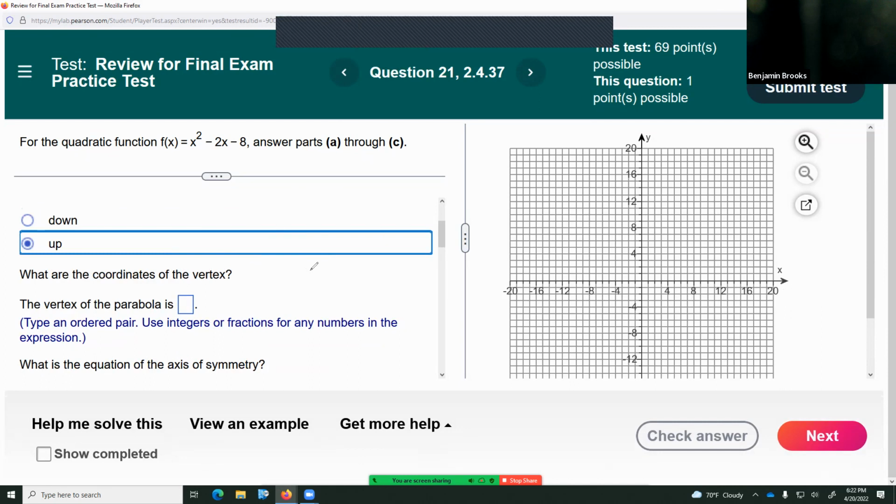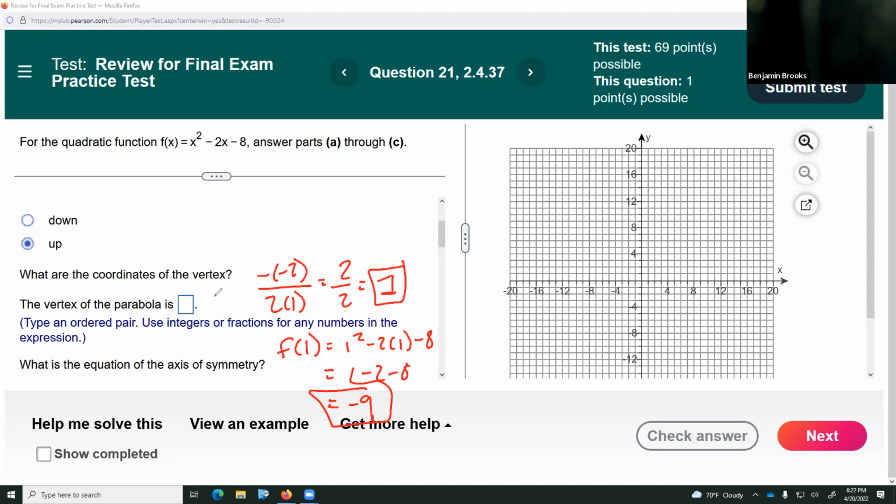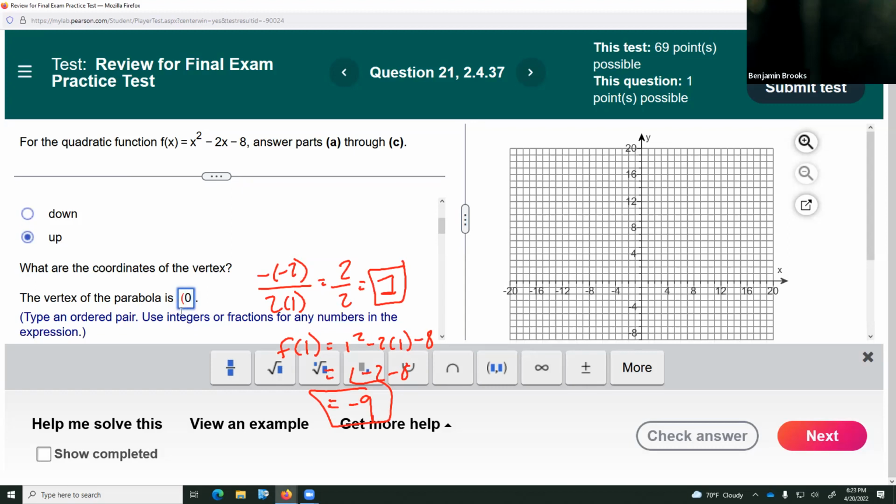So we need negative b, which would be negative negative 2, over 2 times 1. That gives us positive 2 over 2, which gives us 1. That's our x value, and we plug it into the parabola. So f of 1 is 1 squared minus 2 times 1 minus 8, which gives us 1 minus 2 minus 8, or negative 9. So the vertex is 1, negative 9.